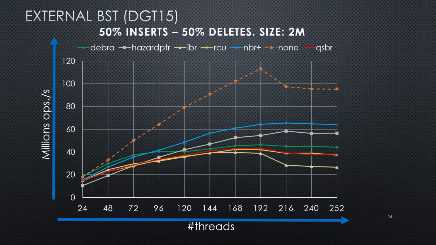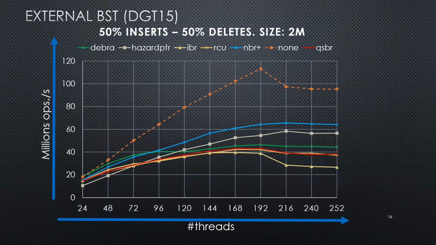So this first plot here is for external binary search tree due to David and others. It's for 100% updates and a tree of size 2 million. The y-axis shows millions of operations per second, which is throughput, and the x-axis shows the number of threads.